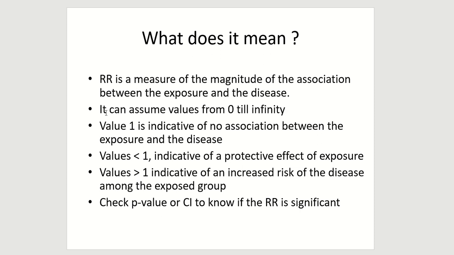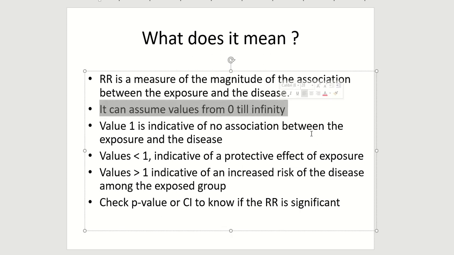A relative risk may assume a value between 0 and infinity. That's theoretically speaking. However, what is important is the value 1. Value 1 is indicative of no association between the exposure and the disease. A value less than 1 is indicative that the drug or the exposure is protecting from the outcome, a protective effect of the exposure. When the values of relative risk are greater than 1, this is indicative of an increased risk of the disease among the exposed.